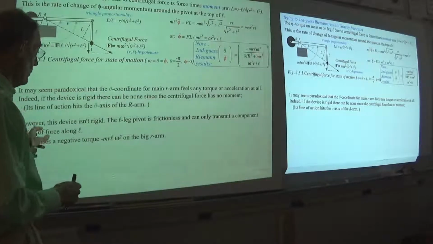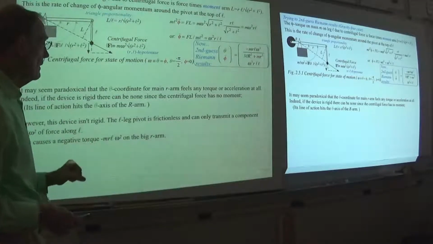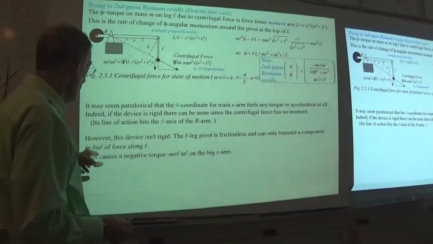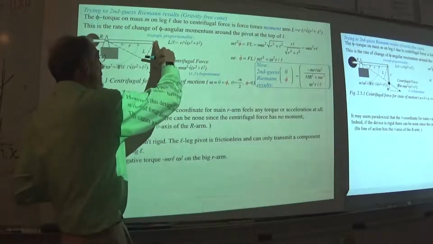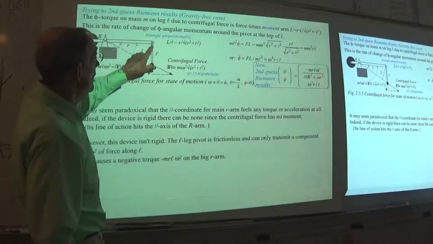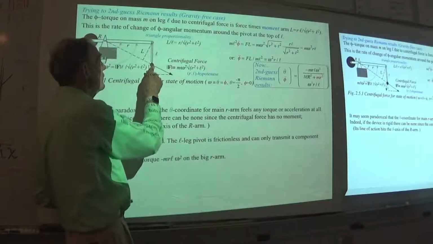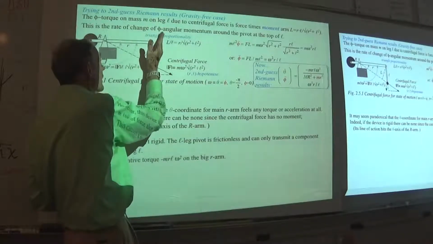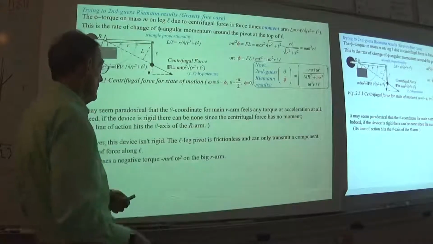But as this points out why this thing works, this L-leg pivot is frictionless. It can only transmit a component ml omega squared. That's the centrifugal effect of the force along L. Okay, this is a string. It can't torque this thing, and you cannot do any torque toward this beam. Well, the beam is kind of being held at constant length, so that wouldn't have any effect at all.